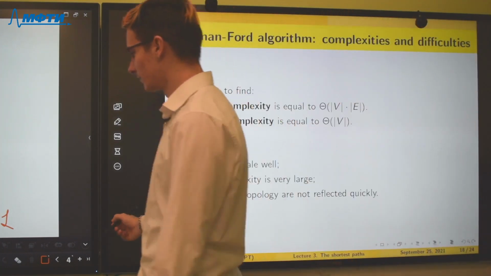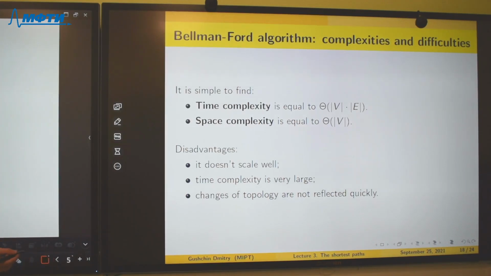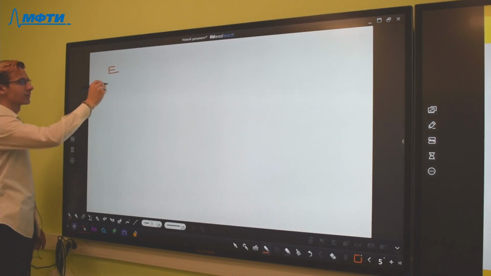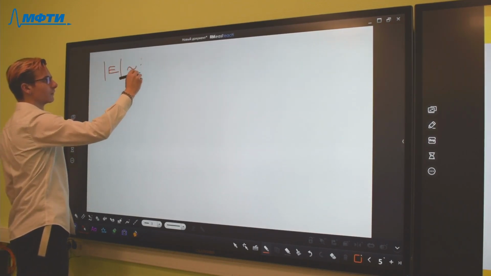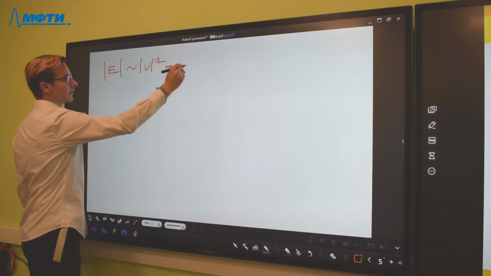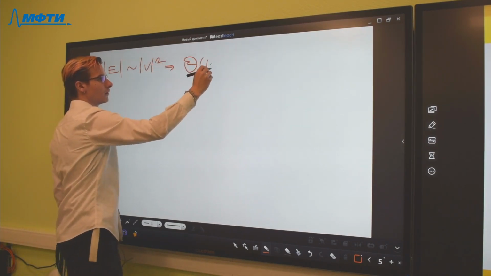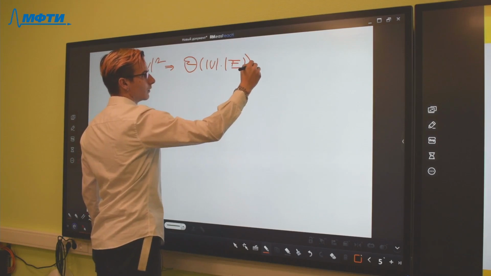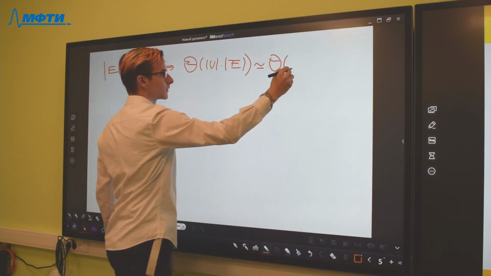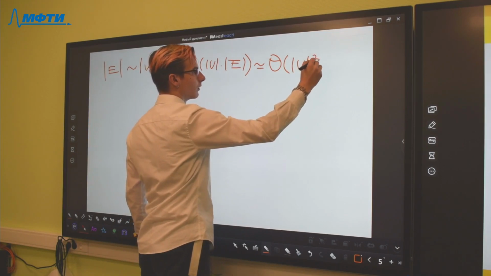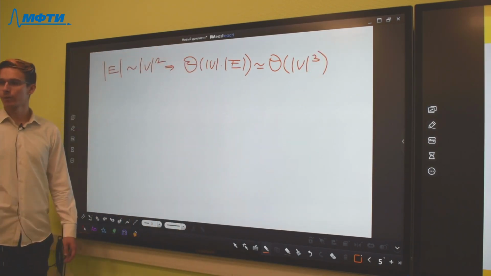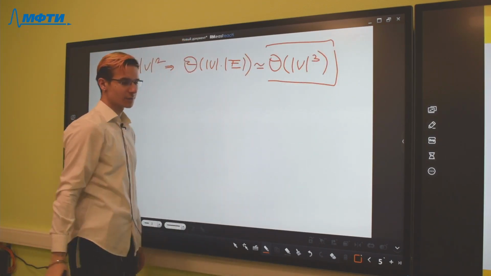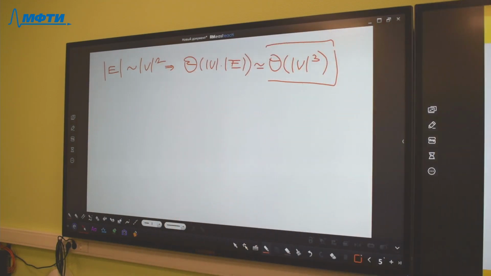If you remember the first lecture, if our graph has a lot of edges, then our notation that we use here will be equal to this. So it is a bad asymptotic solution of this problem.